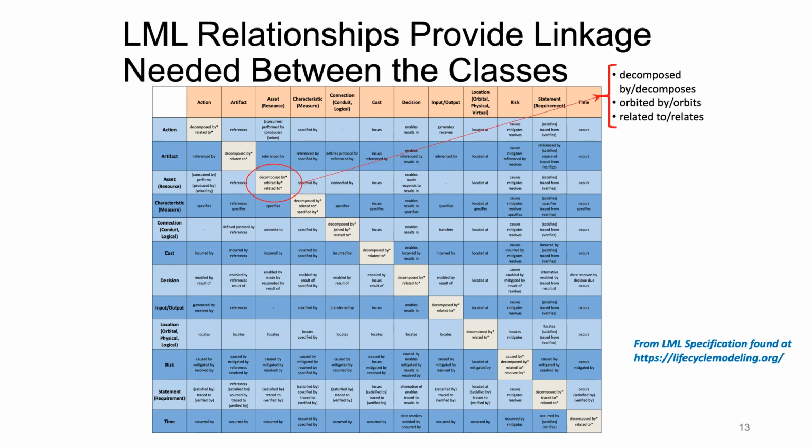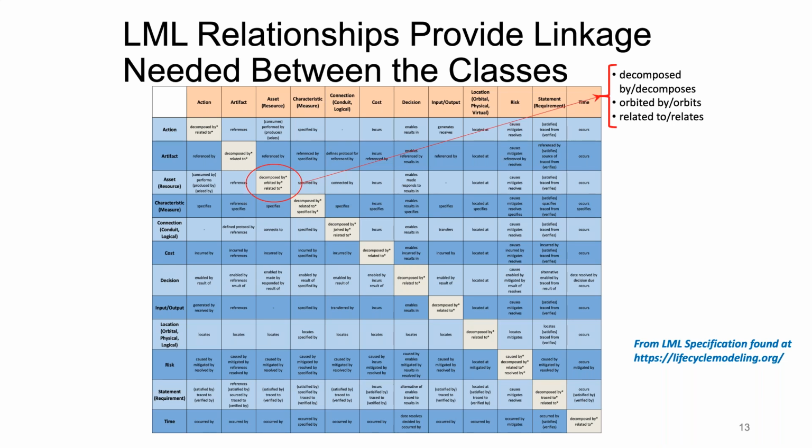So I'm sorry, there's a little bit of an eye chart. That's why I blew up a portion of it. So you can see between assets, other assets, it has these different relationships. So we have the peer-to-peer relationship at the bottom there, the related to relates. That's a typical one we use. By the way, there's an attribute on that relationship you can use to help you track context of that relationship.